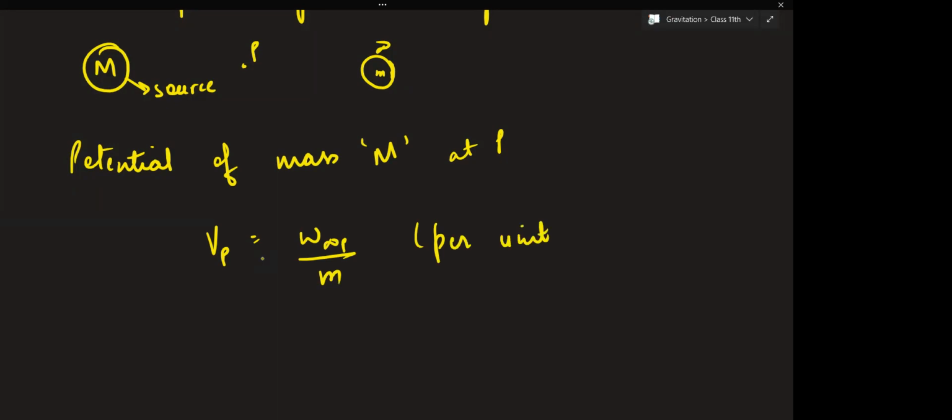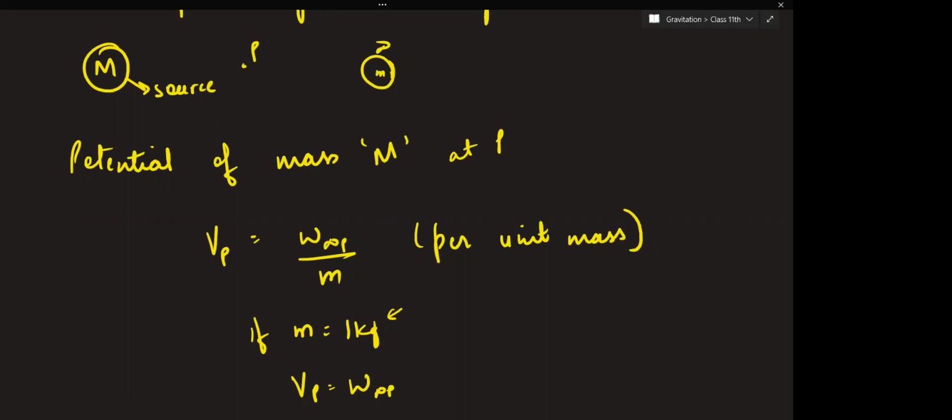So how do we solve it in the unitary method? Divided by the mass. See, if small m was 1 kg, suppose, then your potential would have been equal to the work done. That's the definition I had written: potential is equal to the work done for unit mass, which means the mass is 1 kg. So this is the formula for it.